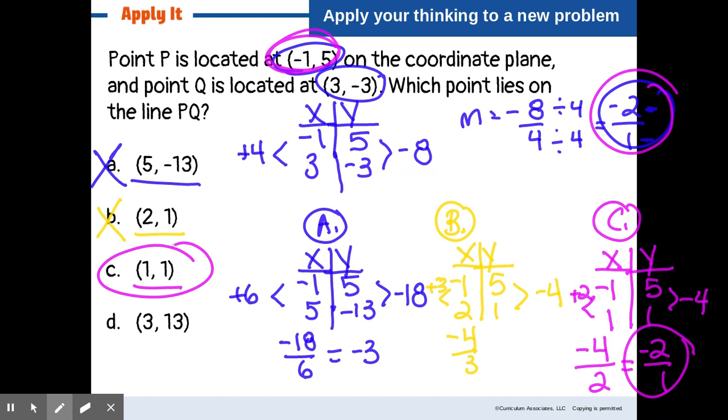This is just another strategy you can use of finding other points on your graph.